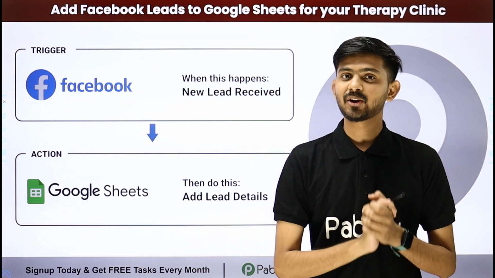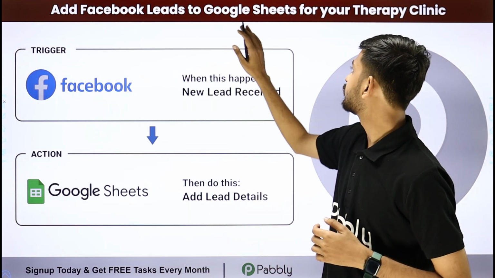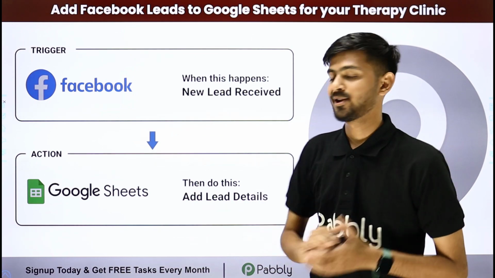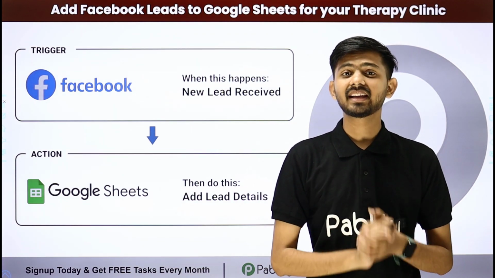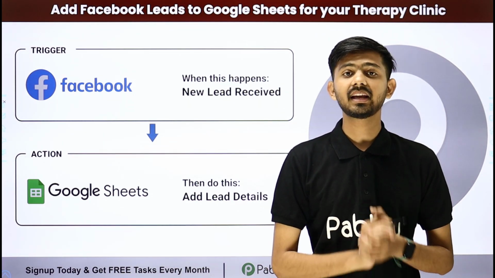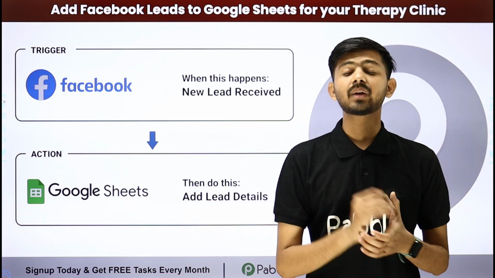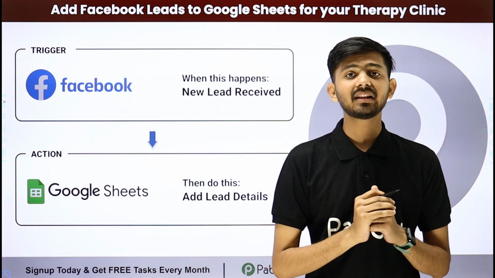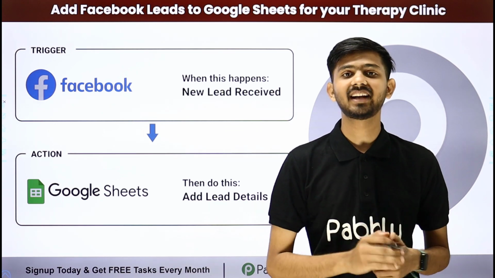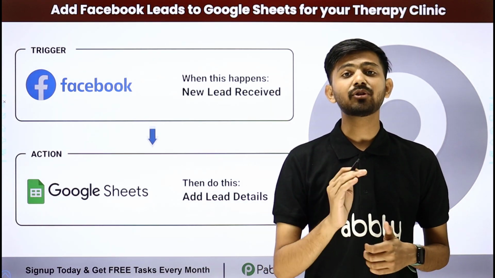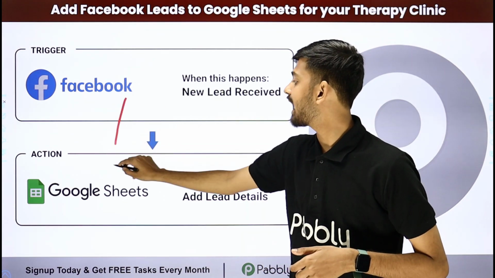Hello everyone, today our topic is how to add Facebook leads to Google Sheet for your therapy clinic. So here my objective is that whenever I get a new Facebook lead for my therapy clinic in Facebook lead ads, then I want to capture these lead details and add them automatically in my Google Sheet as a new row. So for that, I have to build a connection between Facebook lead ads and Google Sheet.